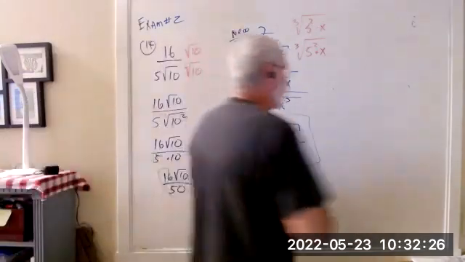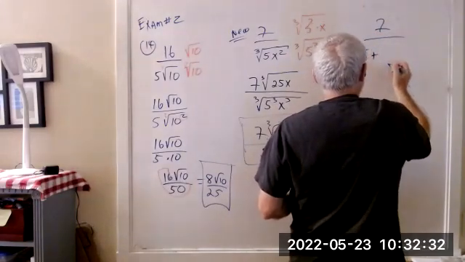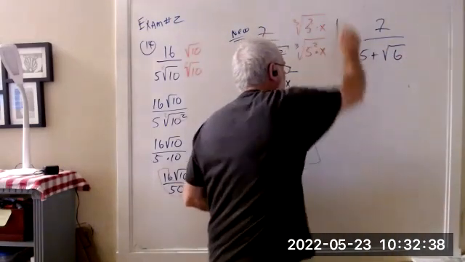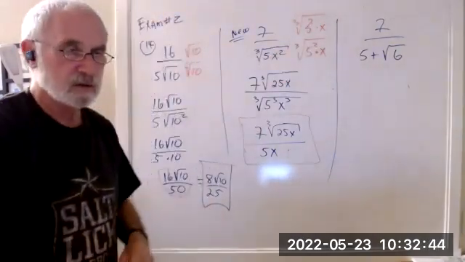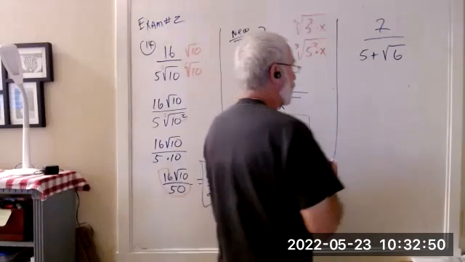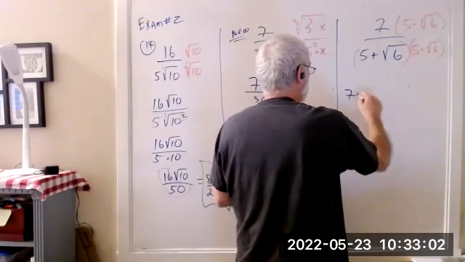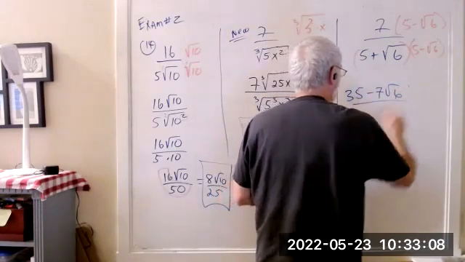Okay, still on this. What if I have 7 over 5 plus the square root of 6? Okay. How do I fix that one? 5 minus the square root of 6. Right, that's called the conjugate. So you're going to multiply by 5 minus the square root of 6 to top and bottom. Okay. Giving us 7, well, okay, I'm going to skip it right now. 35 minus 7 radical 6 over.